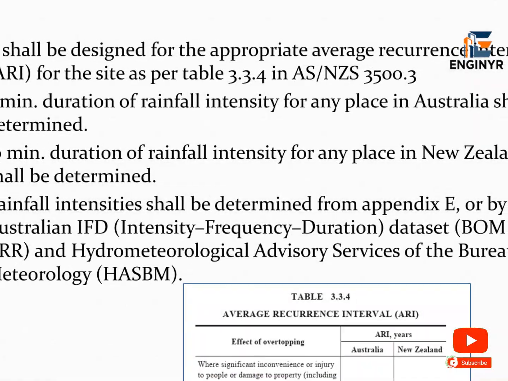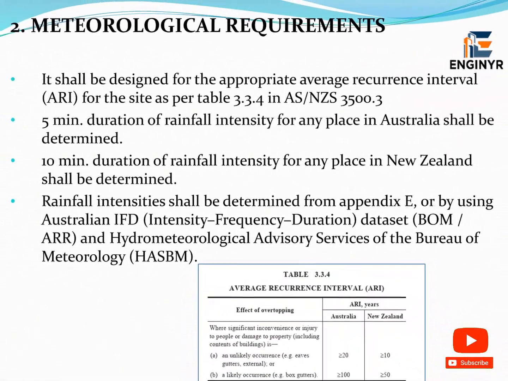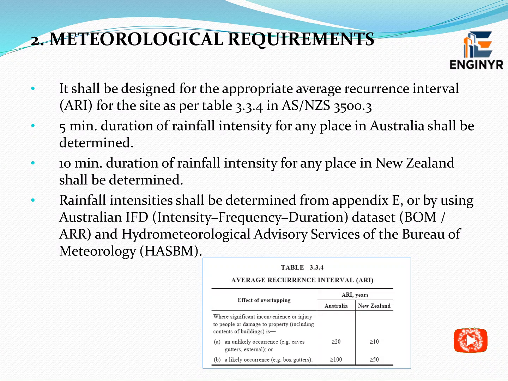Step 2. Meteorological requirements. The system shall be designed for the appropriate average recurrence interval, or ARI, for the site as per Table 3.3.4 in AS/NZS 3500.3. A 5-minute duration of rainfall intensity for any place in Australia shall be determined, and a 10-minute duration for any place in New Zealand. Rainfall intensities shall be determined from Appendix E or using the Australian Intensity Frequency Duration dataset and the Hydrometeorological Advisory Services of the Bureau of Meteorology.